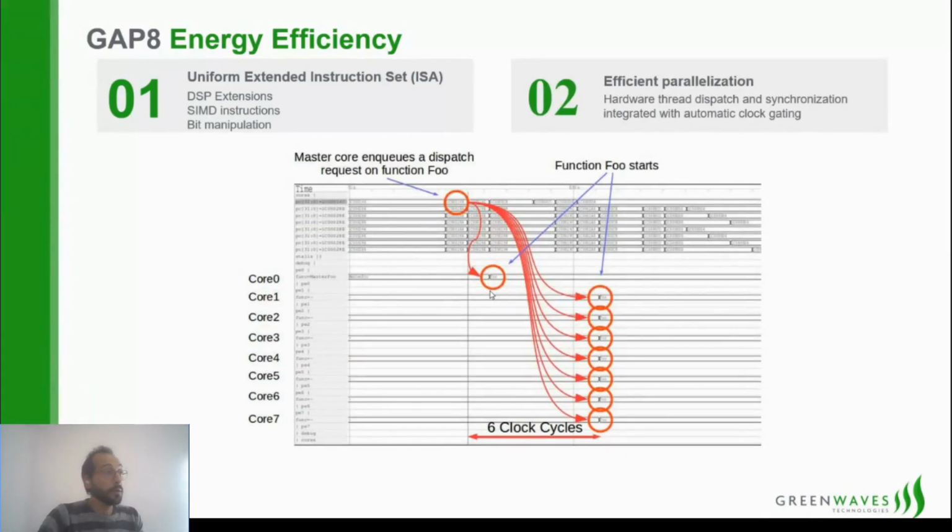So when core 0 dispatches a function to be executed to the other cores, it takes only a few cycles. And even if the cluster, for example, is on, but there is no task executing on the cluster, the cores are clock gated, and we implemented this technique to consume less power.